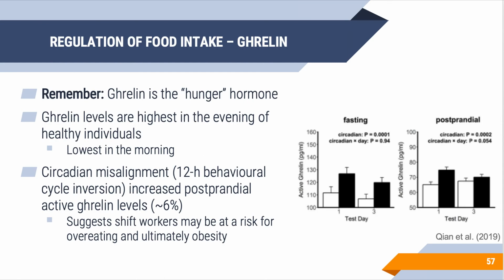and go to bed at 7 a.m., then we would have increased postprandial active ghrelin levels, meaning that you have increased circulating ghrelin if you are, for example, a shift worker. And this could actually contribute to the idea of overeating or obesity in the sense that ghrelin is the hunger hormone. If the levels are increased, perhaps we can have a scenario of overeating or obesity.